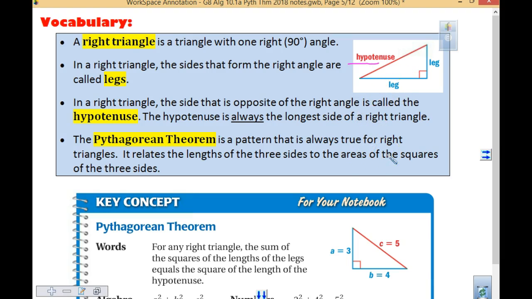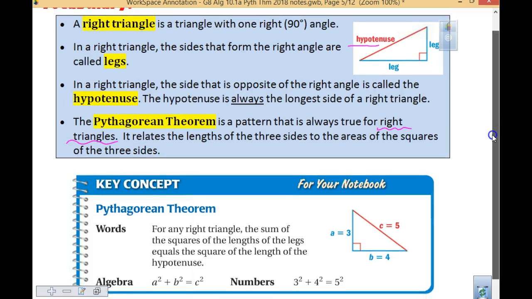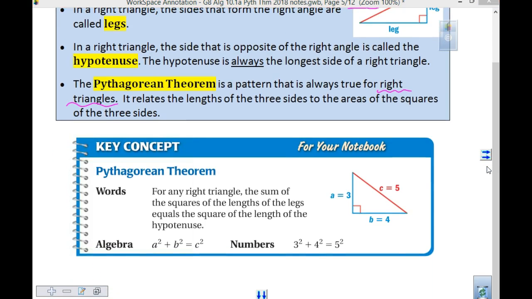Let's keep going. The Pythagorean theorem is a pattern that is always true for right triangles. It relates the lengths of the 3 sides to the areas of the squares of the 3 sides. So it only works for right triangles, and here it is algebraically. So in that video they showed us why it worked. It says if we have sides in algebra, this is called our Pythagorean theorem.